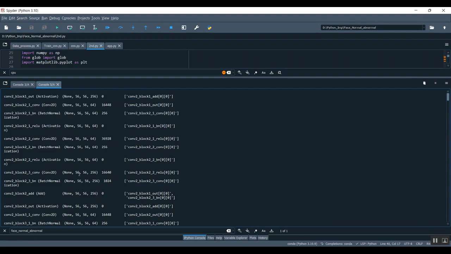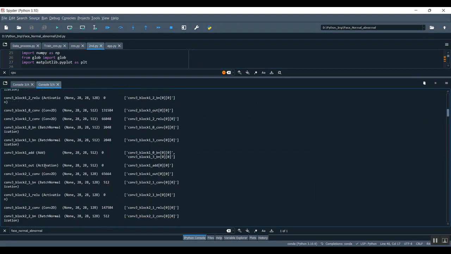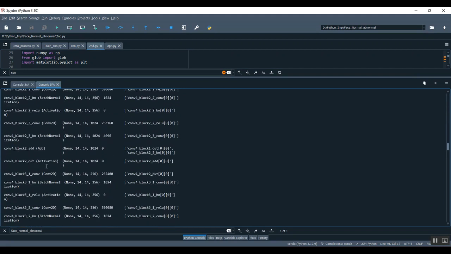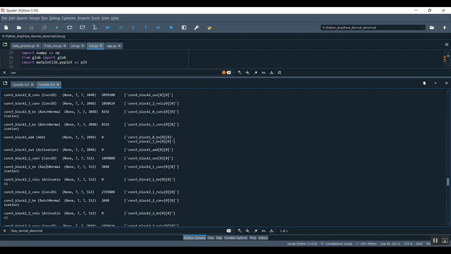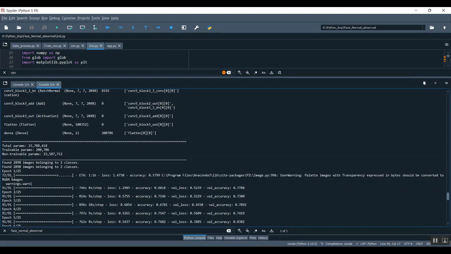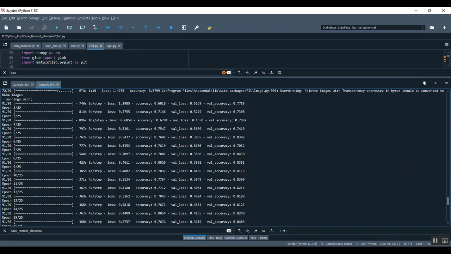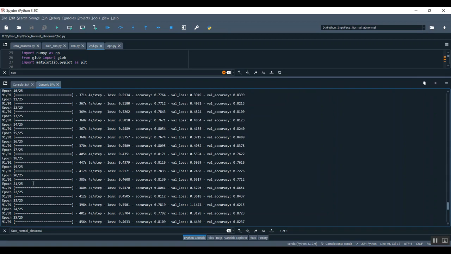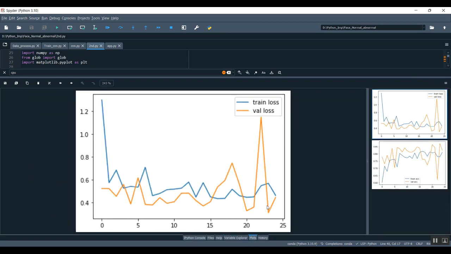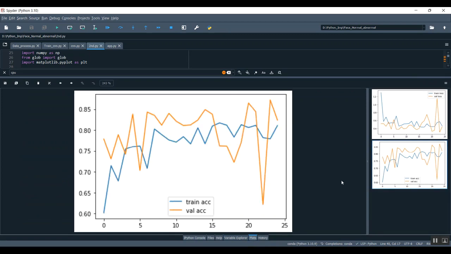Actually, this training model will be ResNet 50. So these are all the layers. By using those layers, we trained. We started training. On training, we are having totally two classes. For each, we are calculating validation accuracy, validation loss, and training accuracy and loss till 25 epochs. We executed, and the final accuracy will be 81.09. And the plots: train loss and validation loss, train accuracy and validation accuracy for ResNet 50.